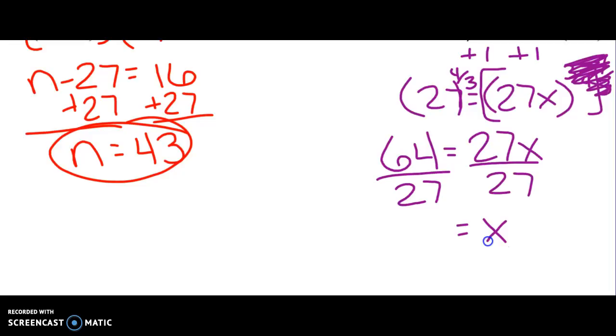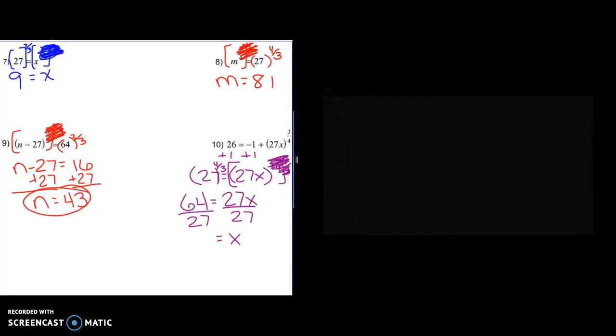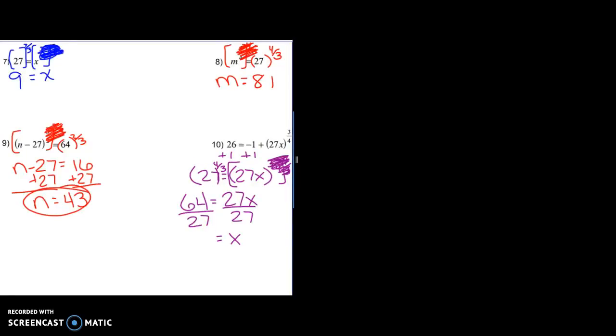27 doesn't go in. So whatever that's going to be, hold on, let me get my handy dandy calculator out here. All right, 64 divided by 27 is 2.37. Go ahead, get bigger here. Go back. All right, well, I'm not going to worry about it. 2.37. All right, you get the idea.